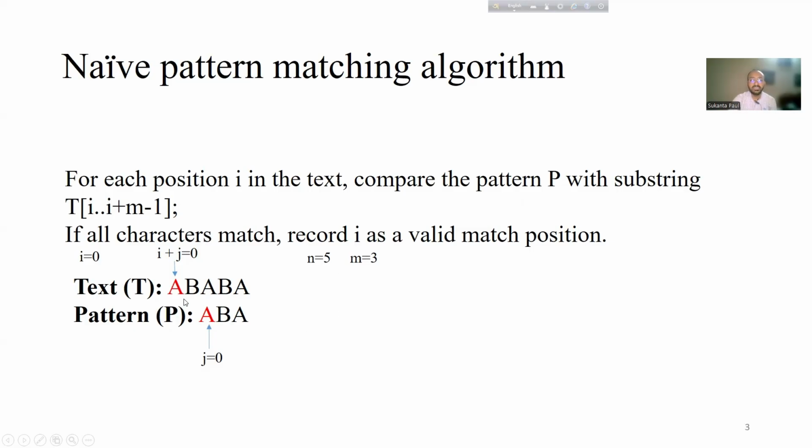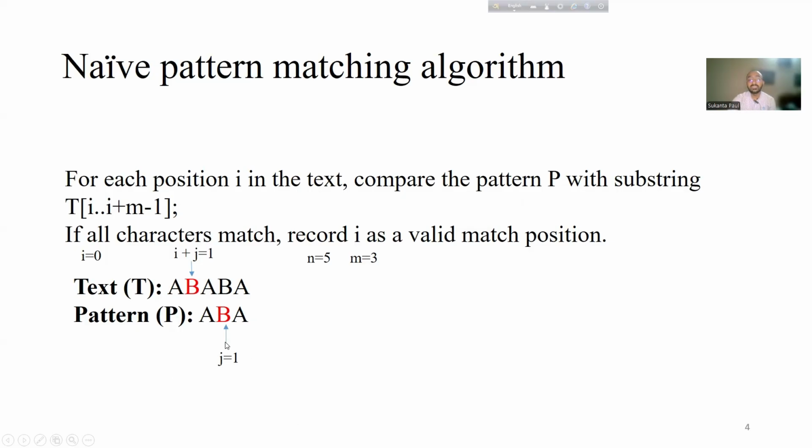So let's see. Here we see that initially the value of I is equal to 0 and the value of J is equal to 0. So the pattern Pj and the text Ti plus J, there is a match. If there is a match, then search for the next character. That means the value of J will be incremented. So here J is incremented.